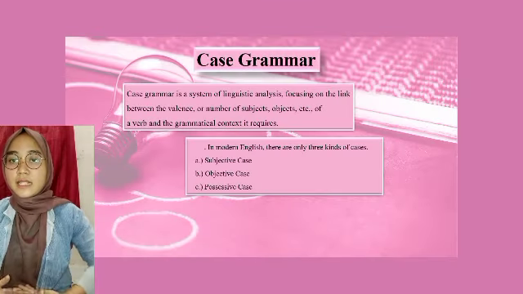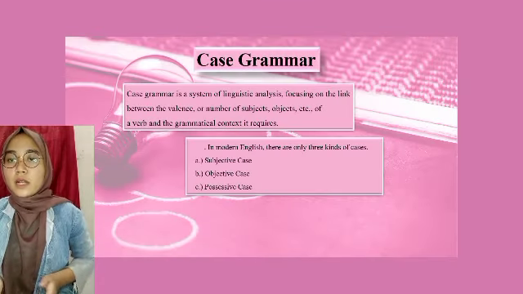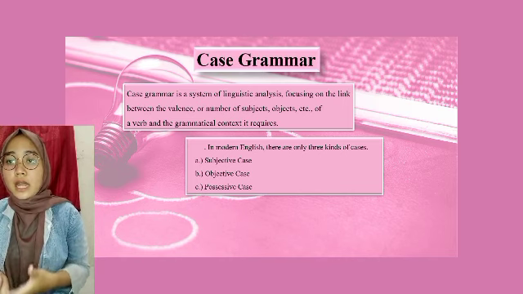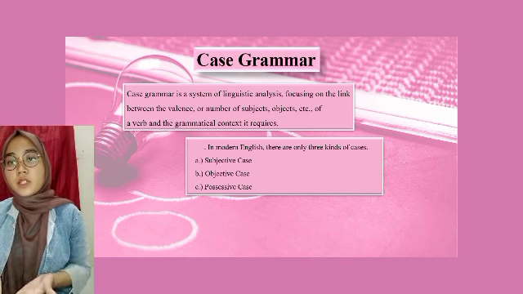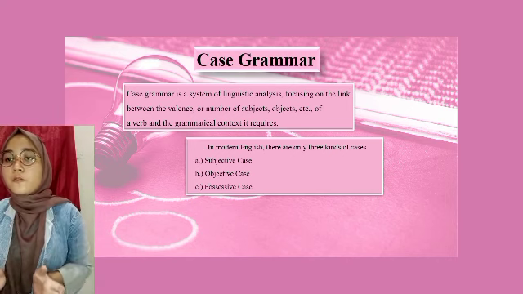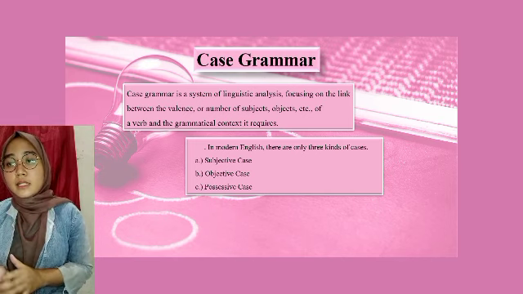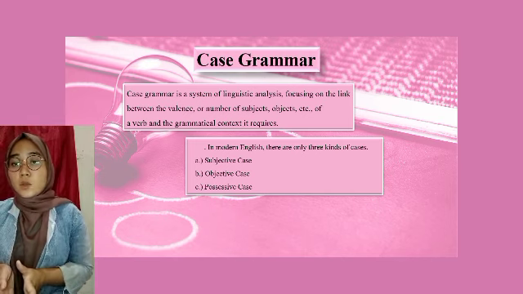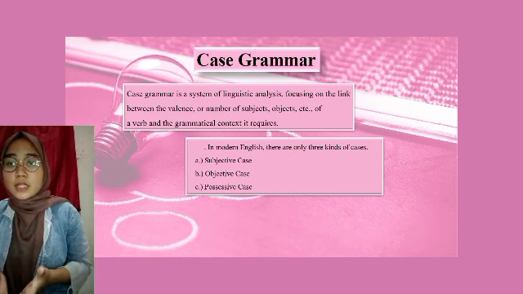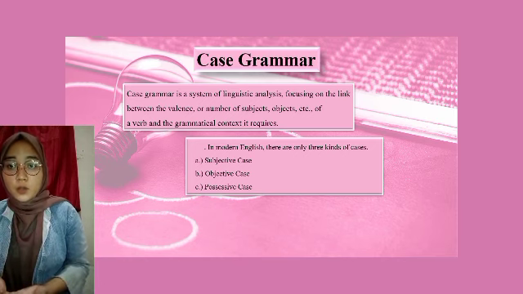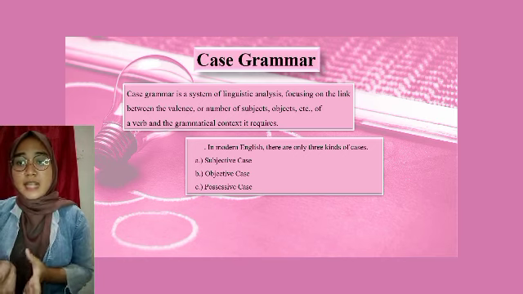Next, it's about case grammar. Case grammar is a system of linguistic analysis. It focuses on the link between the valence, or number of subjects, objects, or others of a verb, and the grammatical context it requires. The system was created by the American linguist named Charles J. Fillmore in the context of transformational grammar in 1968.